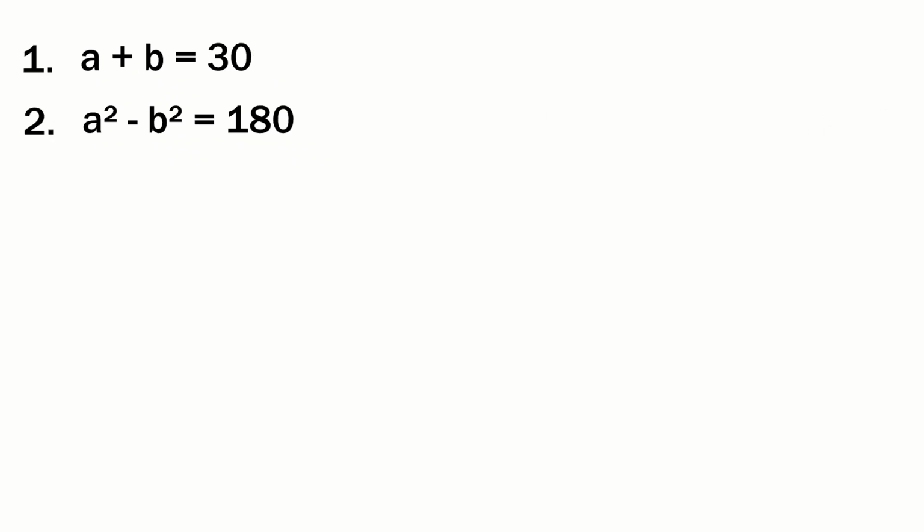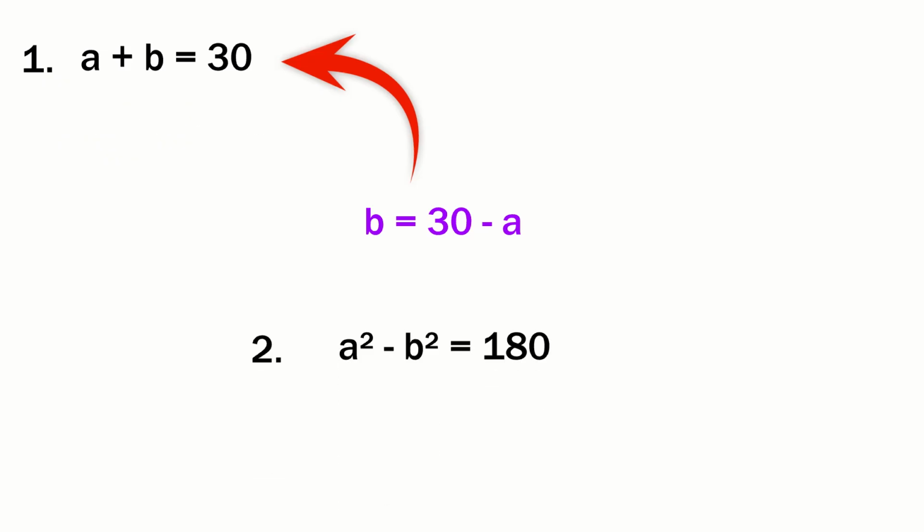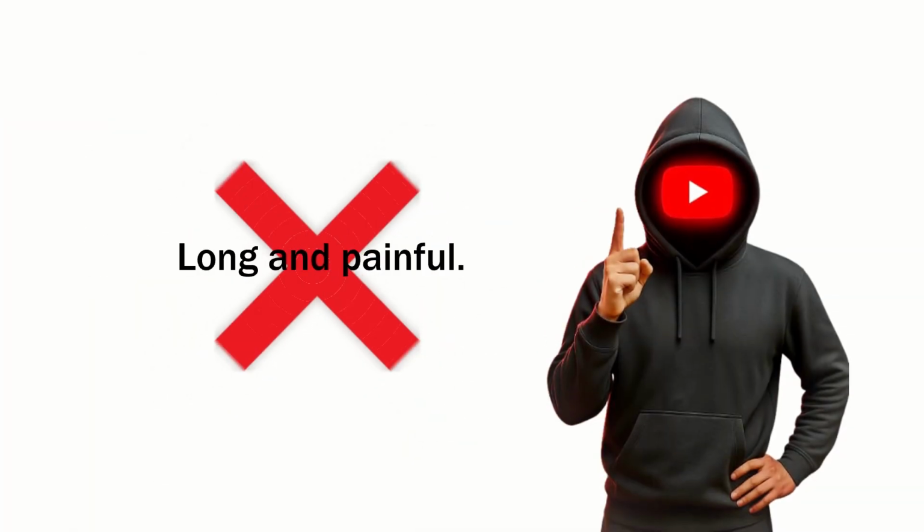Now, looking at the equations, your first thought might be to take the first equation, a plus b equals 30, and isolate one of the variables. Then substitute it into the second equation, which would give you a squared minus (30 minus a) squared equals 180. And once you expand all of that, you end up with a gigantic, messy quadratic. It will work, but it's a long and painful way to solve this problem.